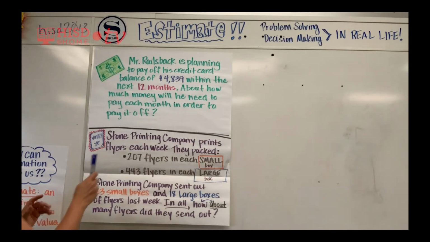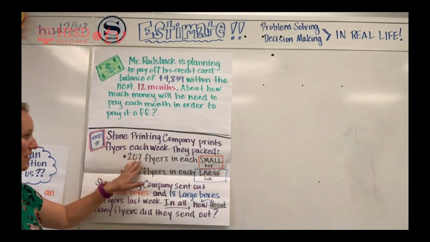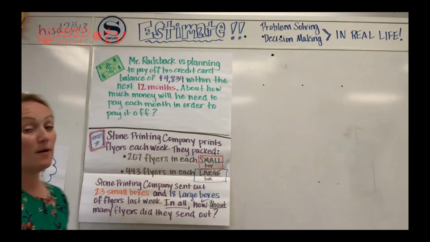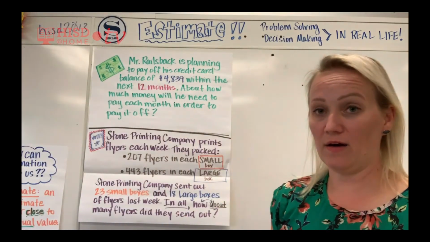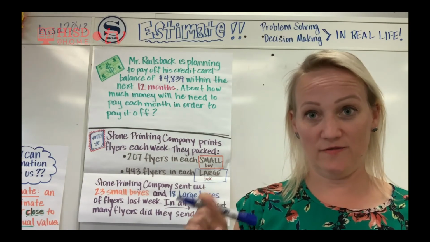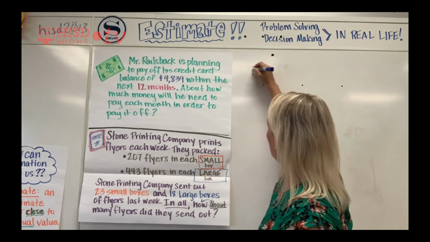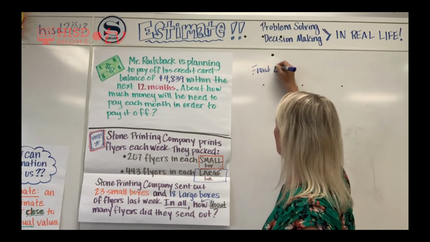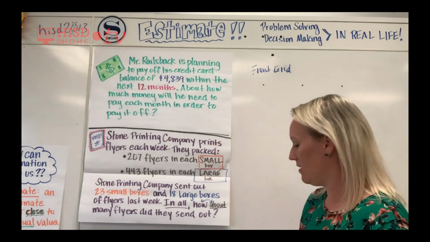Okay, let's read again. So we have a company that's printing flyers, and they have a box that has a certain amount of flyers. But once again, we're estimating, so we're not going to sit here and calculate all this out. In less than 2 minutes, we're going to do all this because it's fast, easy, and convenient. So using front-end estimation, I want you to take a look at the information that we've been given.